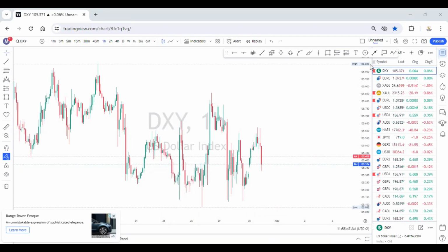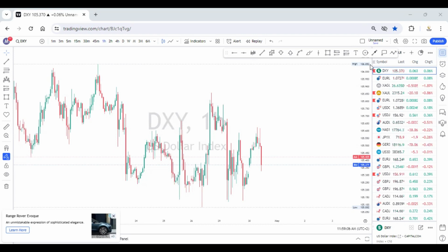Today I'm gonna overview the structure of the dollar index, specifically DXY, so that we can understand in the long term what's gonna happen in the market. Remember, DXY is specifically the dollar, because each and every currency has its own index.